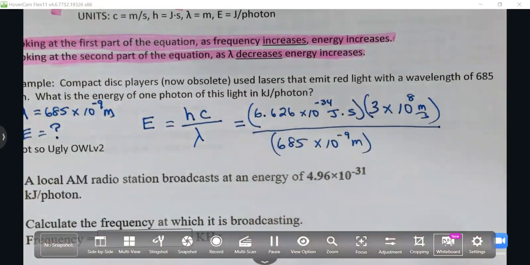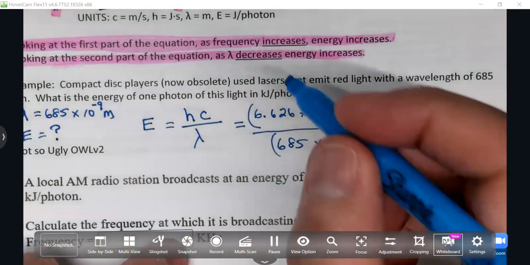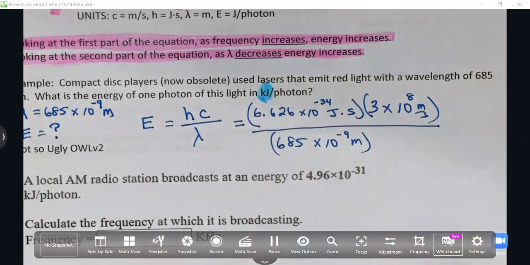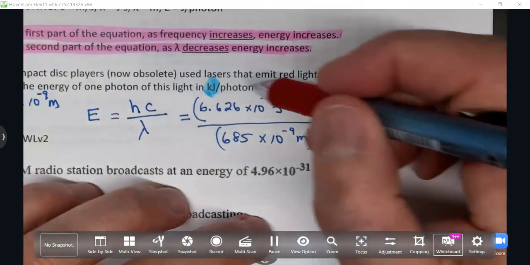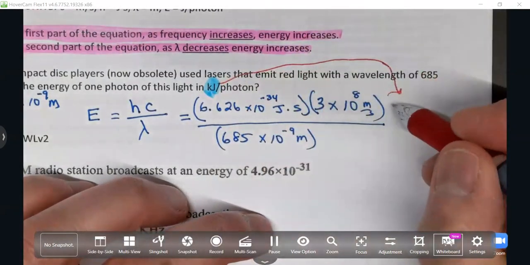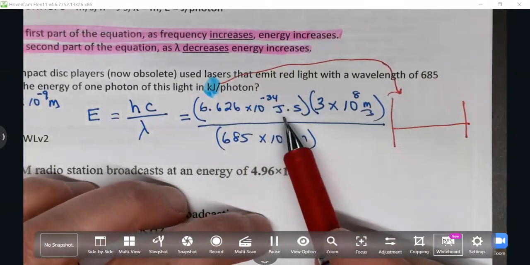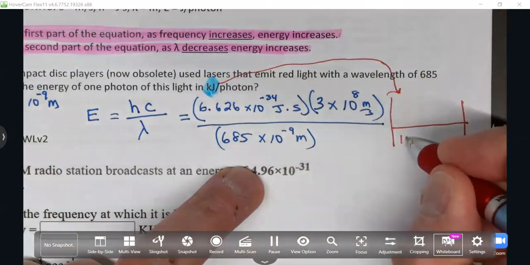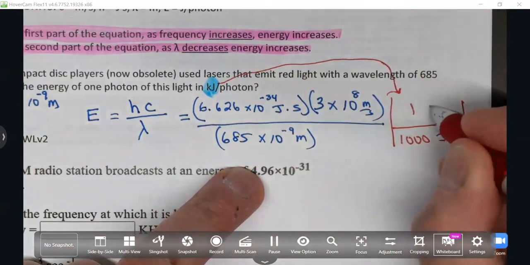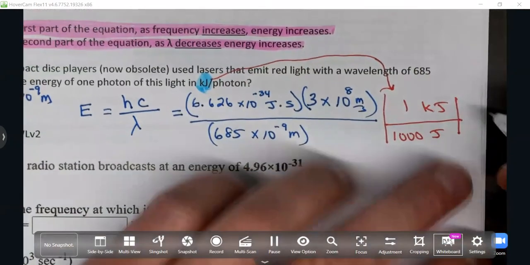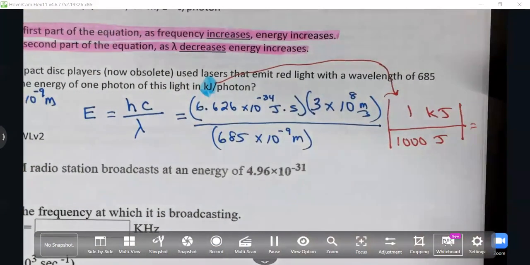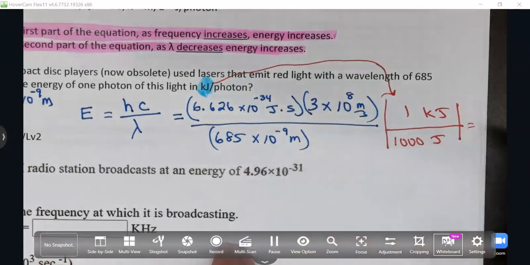Now, when we get all done, it wants this in kilojoules. So to get this into kilojoules, we've got a joule up here, right? So we can go 1,000 joules down here, 1 kilojoule. We should get for that.